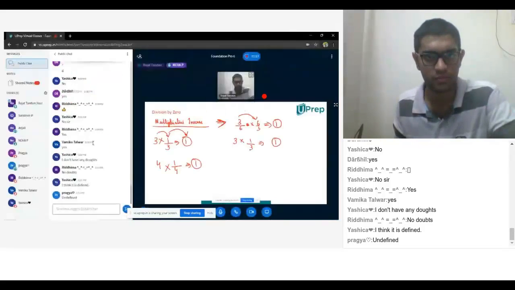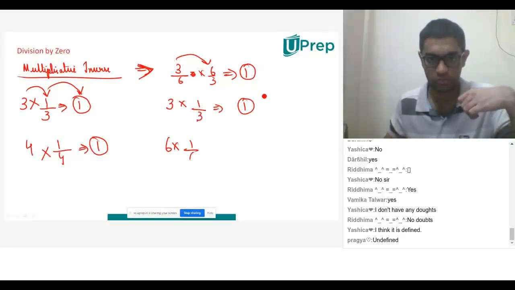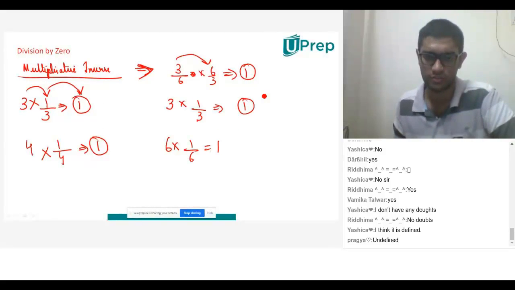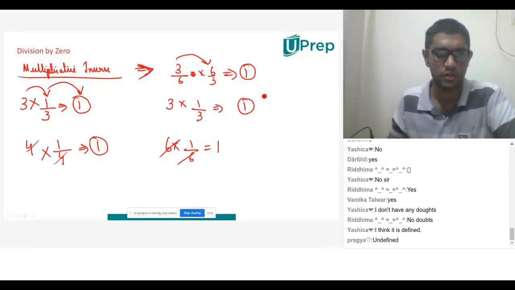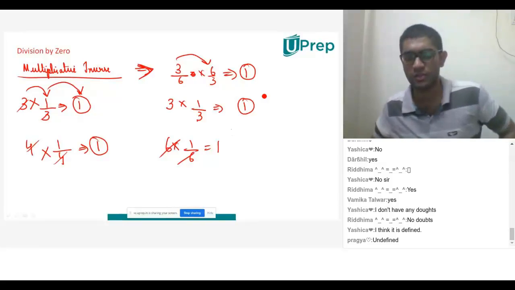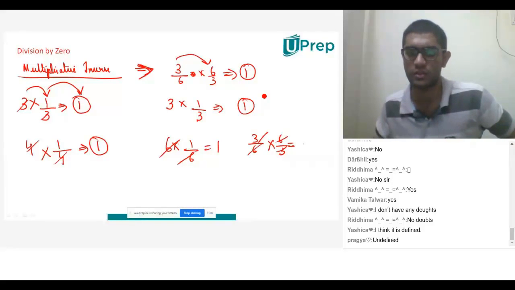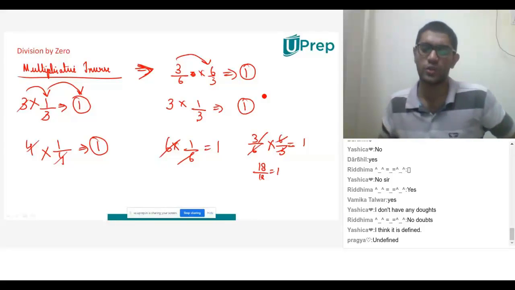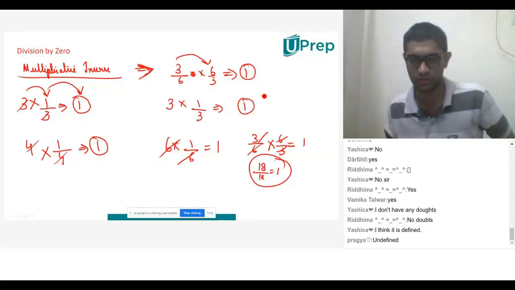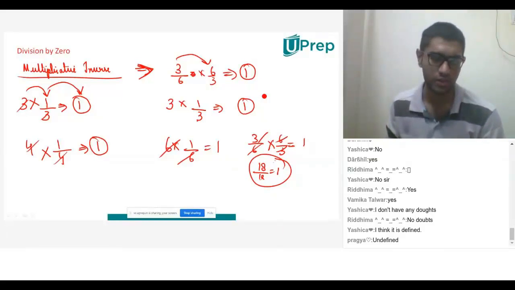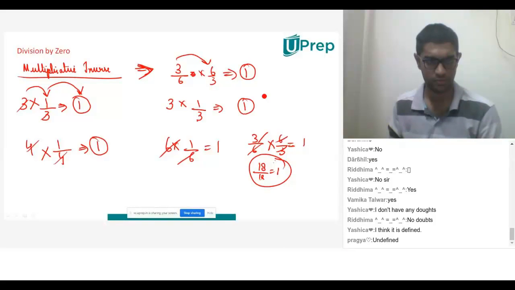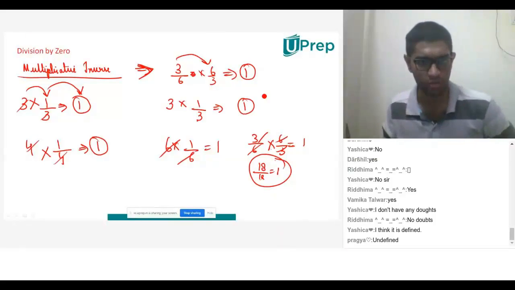Sir, that means 6 into 1 by 6 is equal to 1? Yeah, obviously. 6 into 1 by 6 is 1. Cancel, right? Or as someone gave me this example, 3 by 6. What is the ulta of 3 by 6? 6 by 3. That is the multiplicative inverse. When I multiply, 3 cancels, 6 cancels, and I get 1. Or 18 by 18, which is again 1. That is basically the concept of multiplicative inverse. So it is reversed? Yeah, a number is reversed. The reciprocal basically. What is reciprocal? The numerator goes into the denominator.